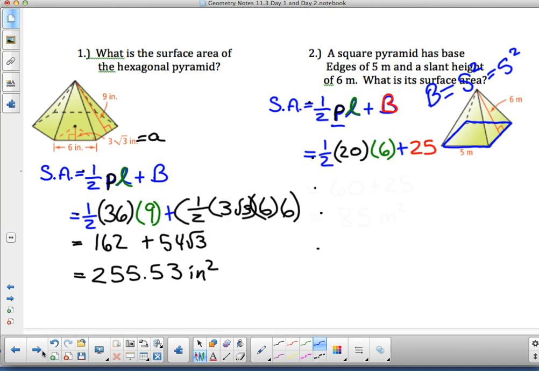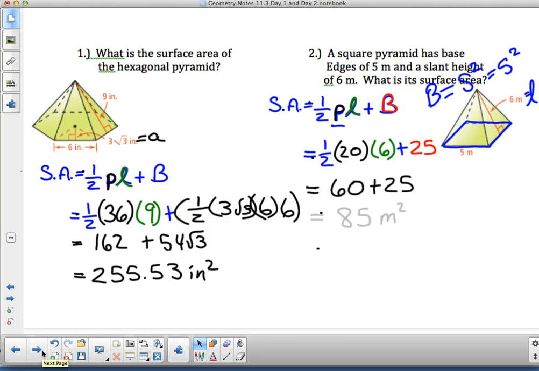My L is slant height. That was here as we went through. Once I can identify the vocabulary and how it relates to my figure, I can put it into my formula, and I'm back in 6th grade again. I'm just evaluating those numbers using the order of operations correctly. So now I pop that in, and I got 6 times 20, half of it, 60, plus 25, and I get 85 meters squared. And I'm not sure why I have that last one there, so maybe I got to get rid of that. But that's the end of today's notes.